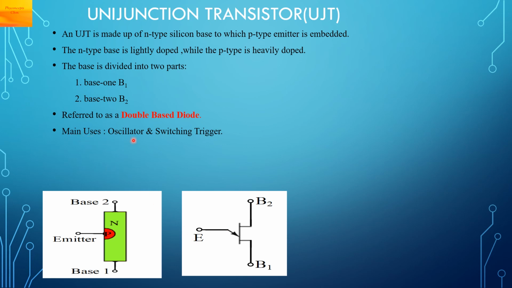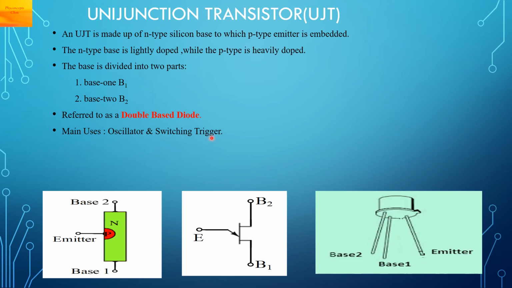Applications of UJT are that it is used as an oscillator and a switching trigger. This is the pin configuration of UJT. With a notch you can see the pin configuration. This is the emitter, this is base 1 and this is base 2.